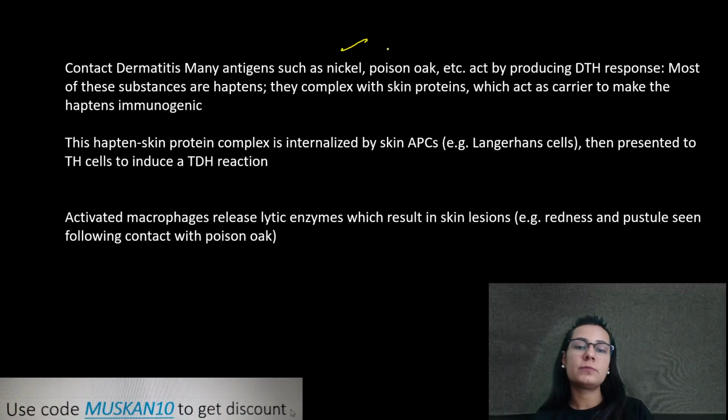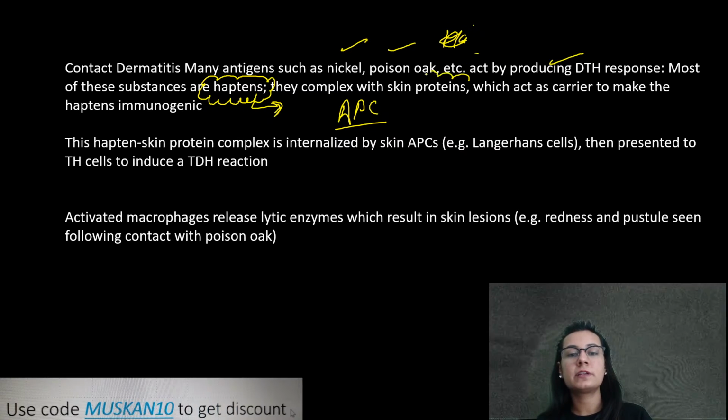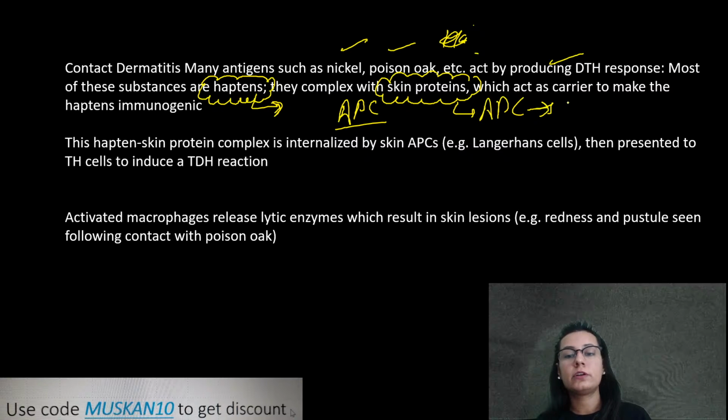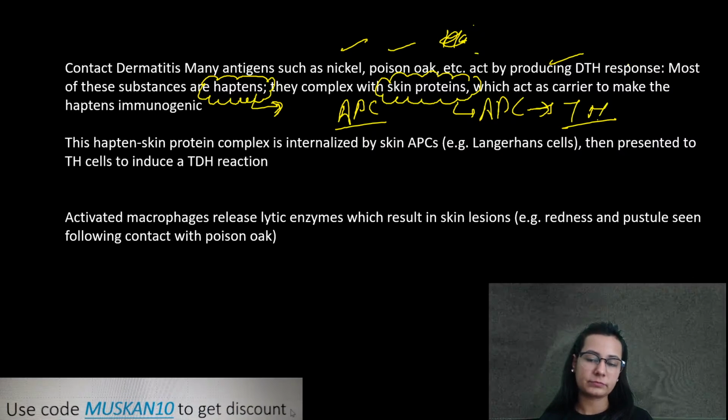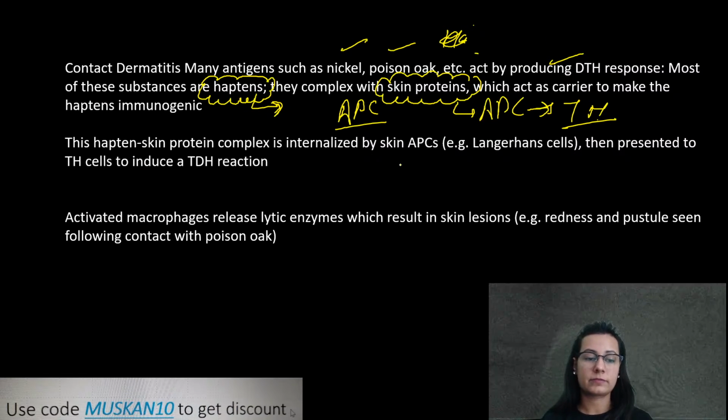Many antigens such as nickel and poison ivy act by the DTH response, and this hapten-skin protein complex is internalized by the skin APCs. Most of these substances are haptens. Since haptens are incomplete antigens, they complex with the skin proteins to act as a complete antigen, are taken up by the APC and presented to the T cells, activating the type 4 hypersensitivity reaction.